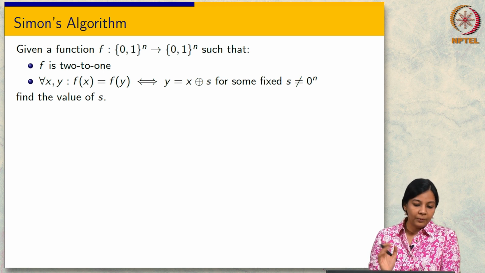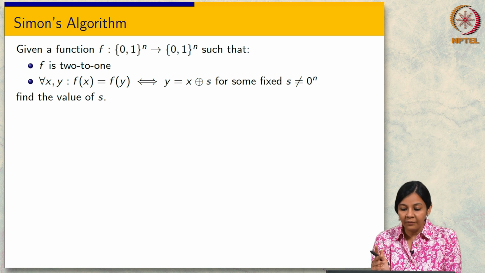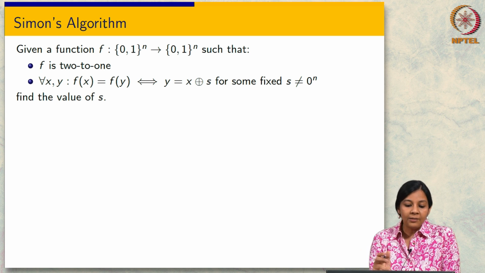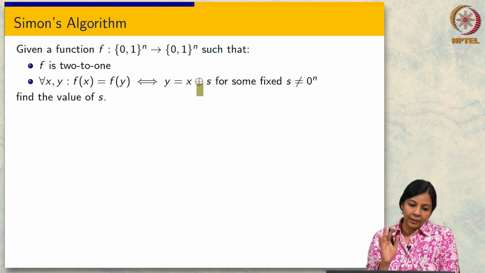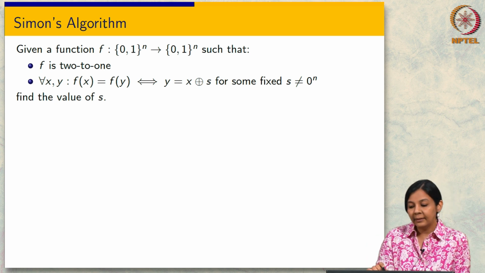So here's the problem. Given a function f such that f is 2 to 1, taking n bits to n bits, and it has the property that 2 points collide on the function value if and only if they are separated by some fixed value s, which is not equal to 0. You can see that we are slightly warming up to this period finding type algorithm. Here the goal is to find s.